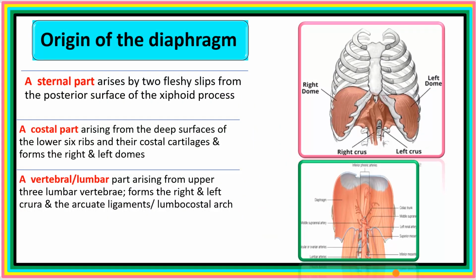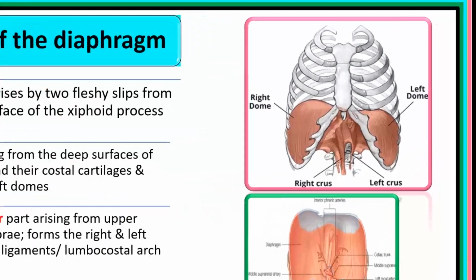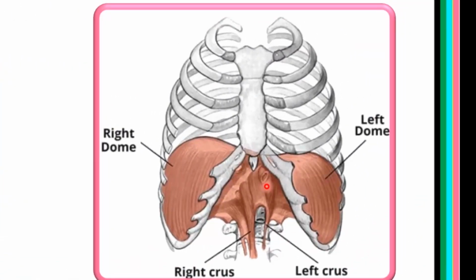We'll first consider the sternal origin. Now, the sternal origin is actually from the posterior surface of the xiphoid process. Now, this is the xiphoid process. The diaphragm will arise from the posterior part of this xiphoid process by two fleshy slips.